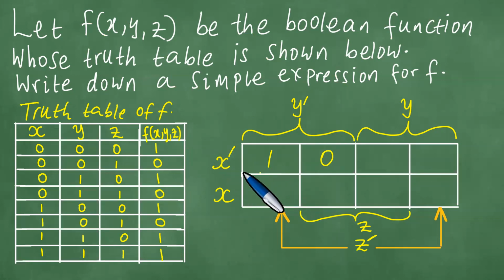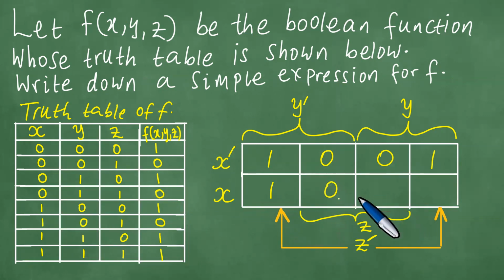Next, you come to this one, which is 0, 1, 1. 0, 1, 1 is a 0. Next, you have this one, which is 0, 1, 0. 0, 1, 0 is a 1. Next, you come to this one here, which is 1, 0, 0. 1, 0, 0 is a 1. This cell here corresponds to x, y primed, and z, so it is 1, 0, 1. So 1, 0, 1 corresponds to a 0.